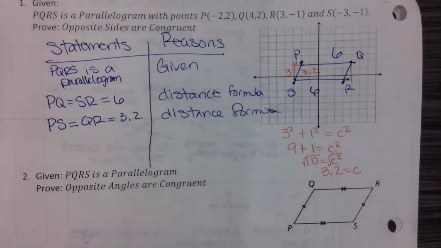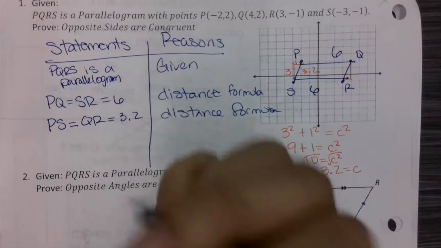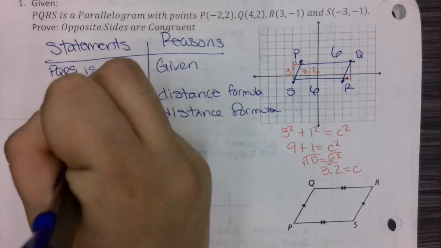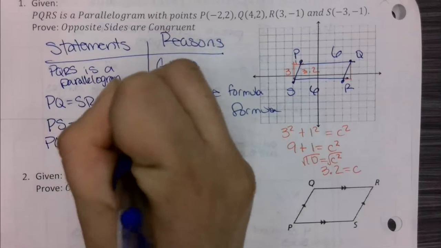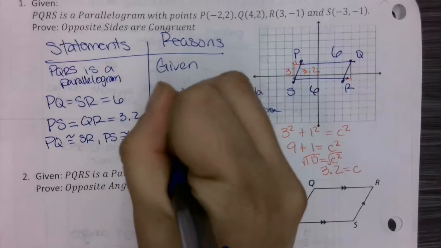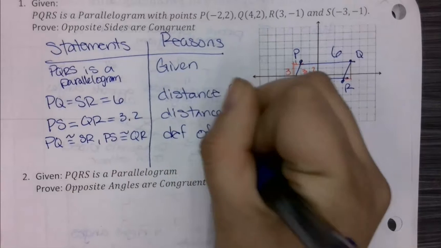Okay, now that I know that I have those two side lengths that are the same, I can say they're congruent. So I can say PQ is congruent to SR and PS is congruent to QR. This is definition of congruent.